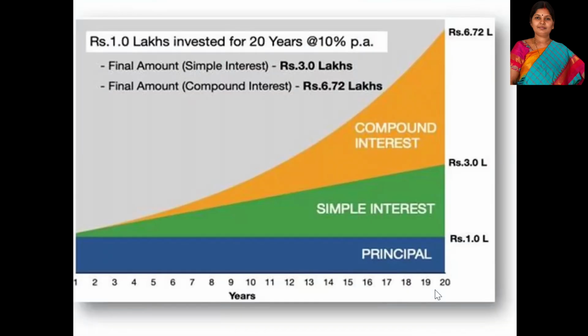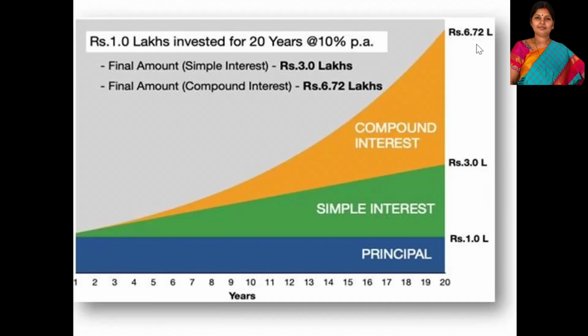If you see this slide, you can understand if our principal value is 1 lakh and you are making investment for 20 years at the rate of 10% per annum. If it is simple interest, how much you will get after 20 years? Only 3 lakhs rupees. Means our 1 lakh investment after 20 years at the rate of 10% per annum, we are getting only 3 lakhs if it is simple interest. But if it is compound interest, how much you will get? 6 lakhs 72,000 we will get after 20 years.